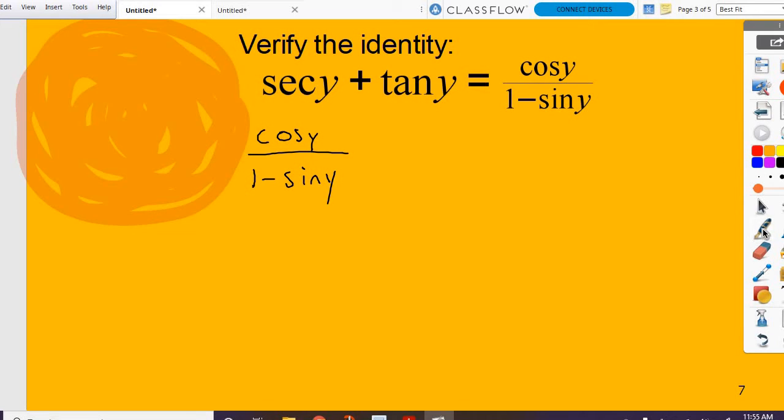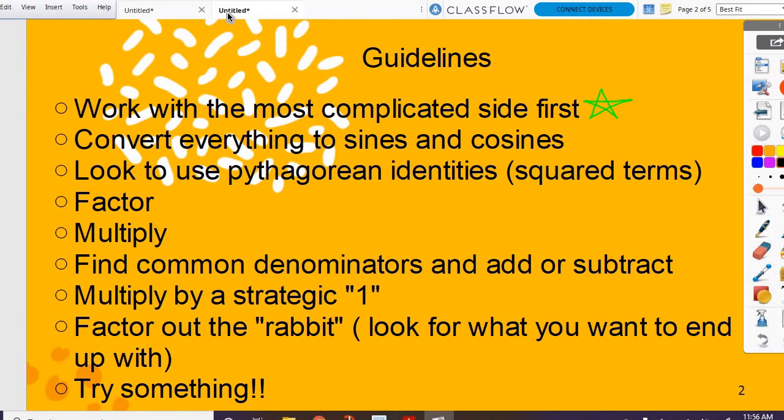So what might we do instead? Again, kind of going through our list. Well, we can't factor it, because there's not anything in common. We can't convert to sines and cosines, because it's already sines and cosines. We don't have 2 separate fractions. But notice that one of our things, the middle one here, is to multiply by a strategic 1.